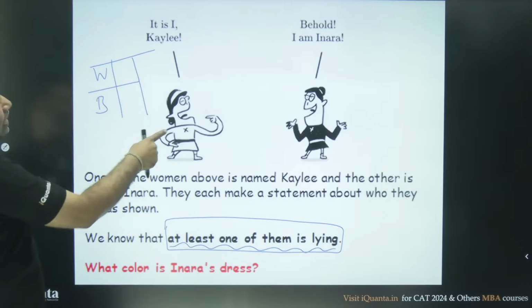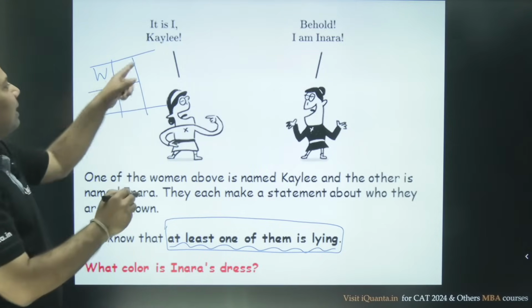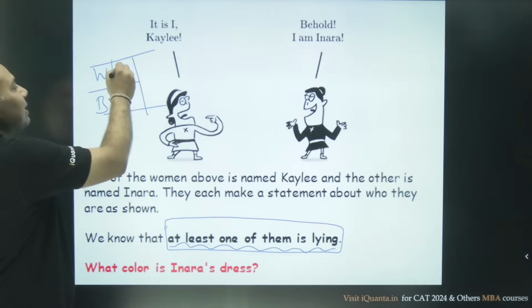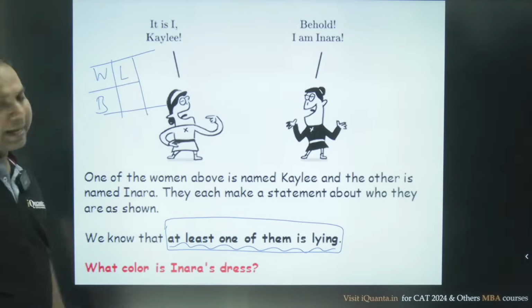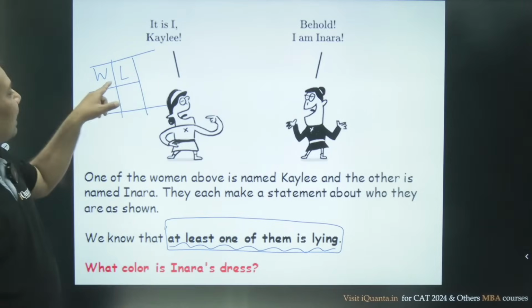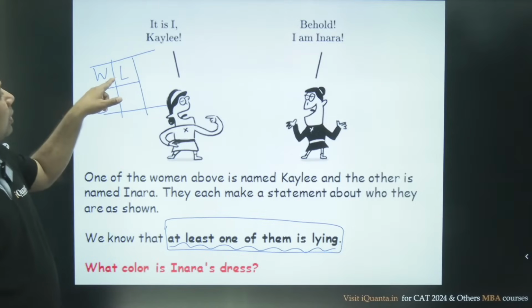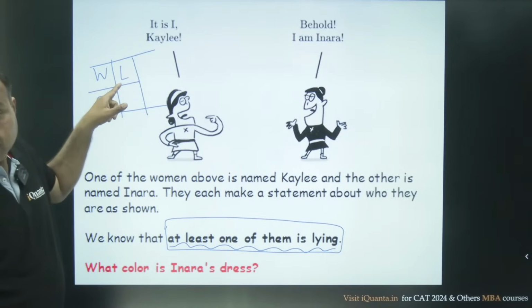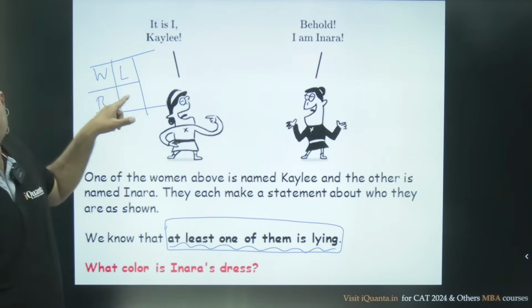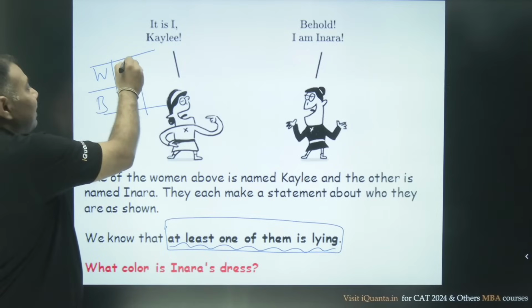So this white dressed girl is saying that I'm Kylie. Let's say ये झूठ बोल रही है. This girl is telling a lie. Okay? तो अगर ये lie कर रही है, that means she is not Kylie then, right? तो अगर ये Kylie नहीं तो कौन है ये? This must be Inara, right? It must be Inara.